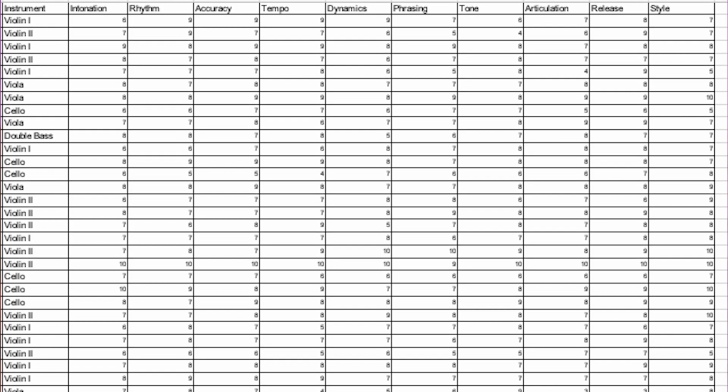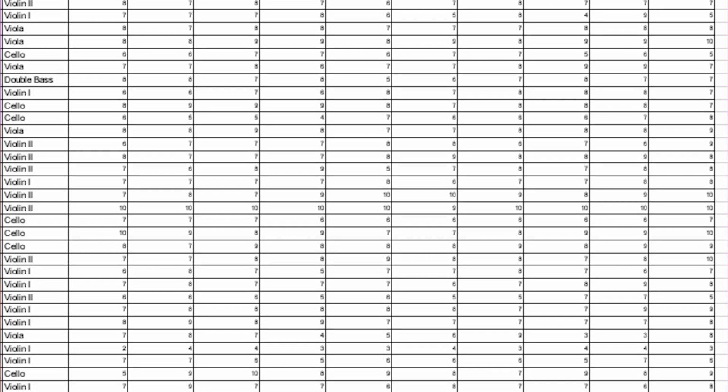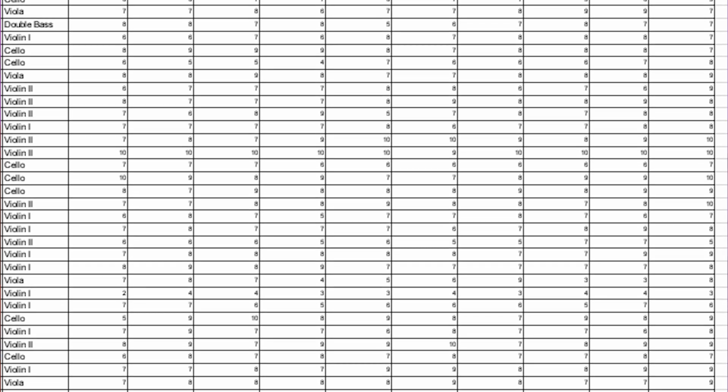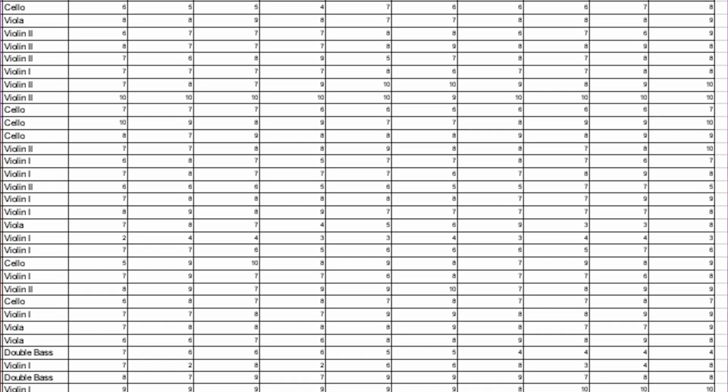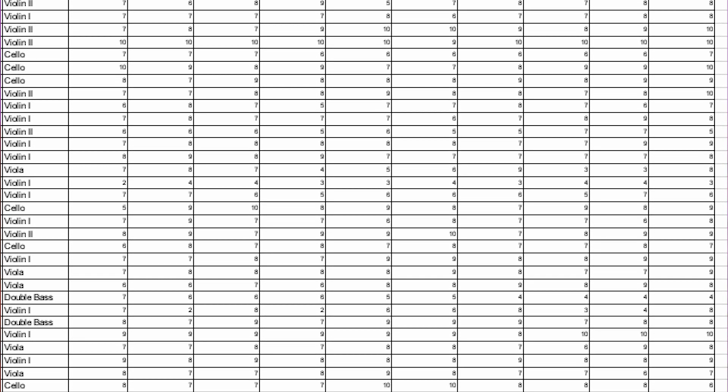And once I had enough data, I used some of the statistical features in my spreadsheet software to help make some correlations. Are students improving? Which domains are they improving the most? Where do they need more support? And what do I need to change in my teaching?